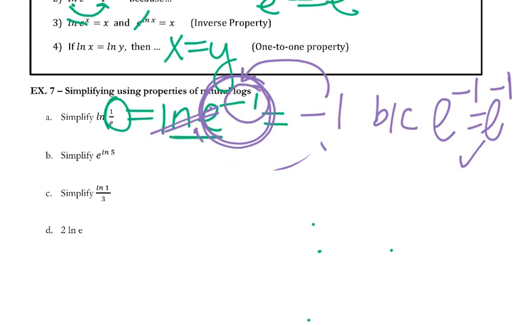Okay, let me erase this so we get a little room for the next one. We've got e to the natural log of 5. Well, we said e and the natural log are inverses. They cancel. This leaves us with 5.